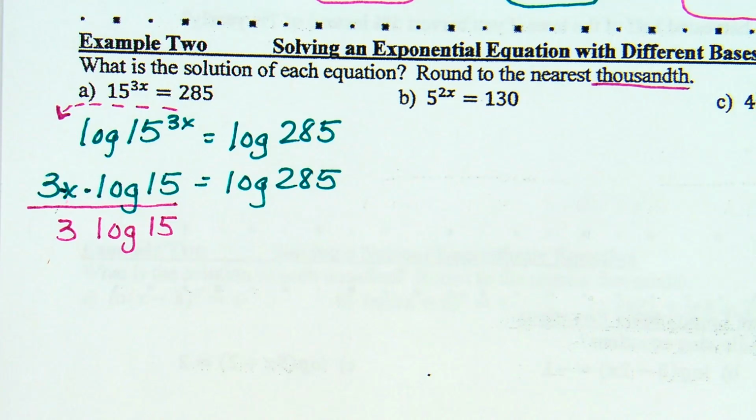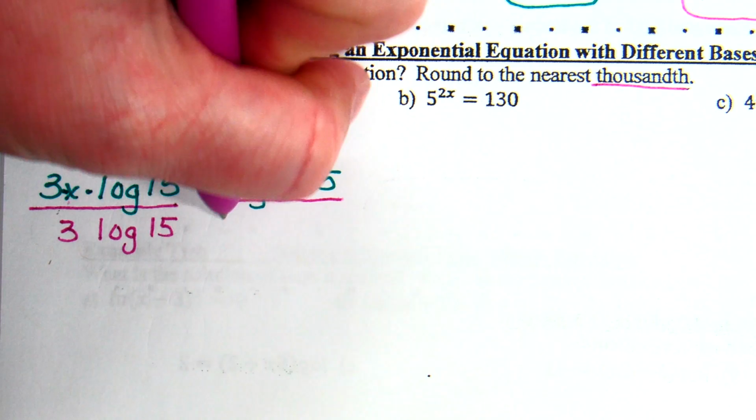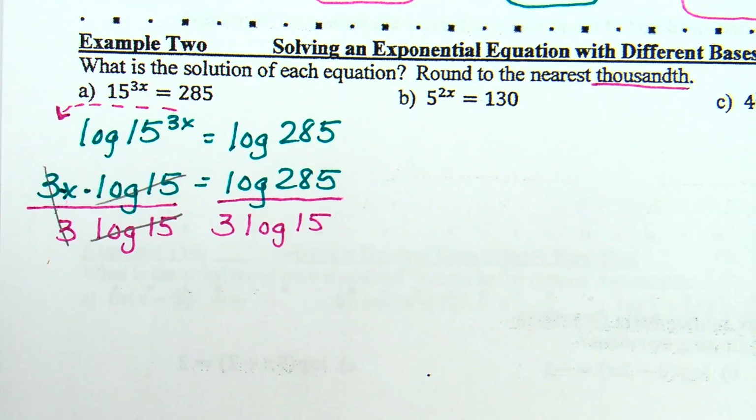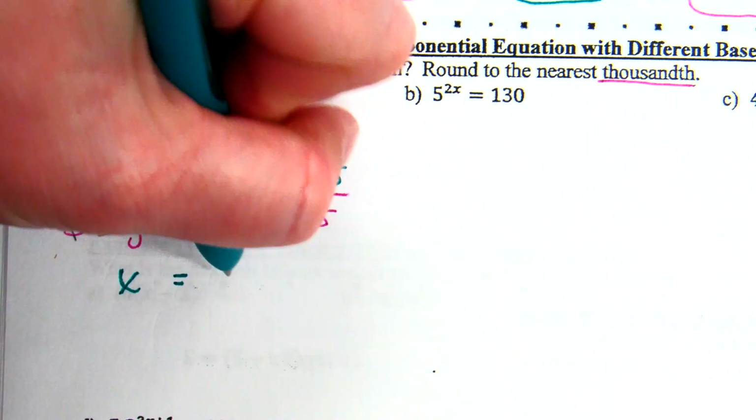Now, if you'd prefer, you could divide by 3 first and then come back and do another step and divide by log 15. As long as you can use the calculator carefully and correctly, we can do this all in one step. So, if I divide the left by 3 log 15, guess what we have to do on the right? Divide the right by 3 log 15. Notice what happens on the left. 3's cancel and log 15 cancels, leaving me with what? X. So, x equals log of 285 divided by 3 log of 15.